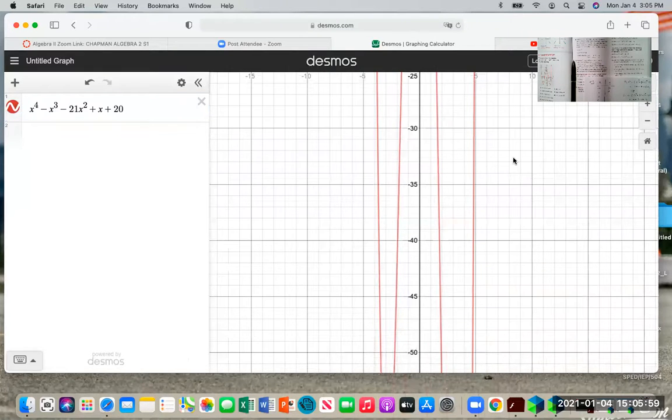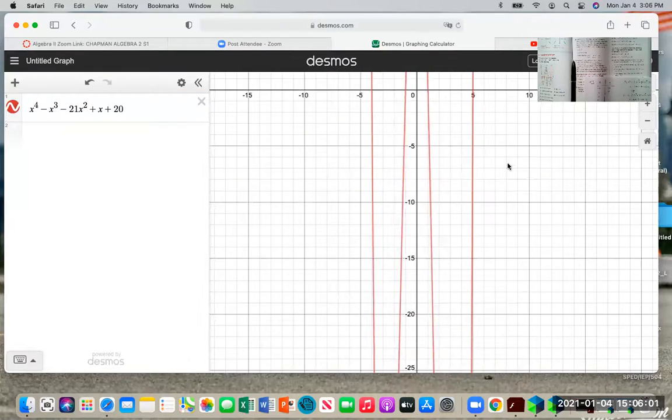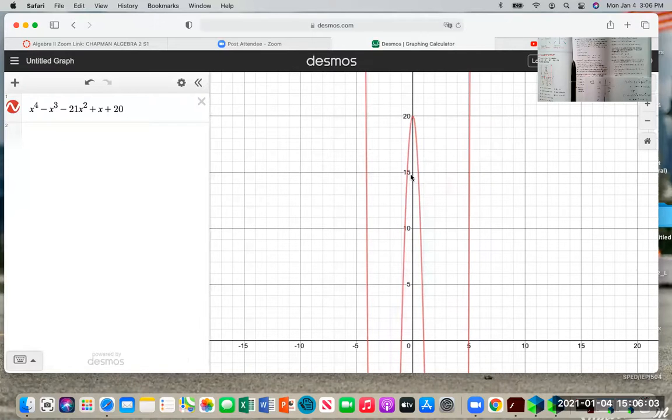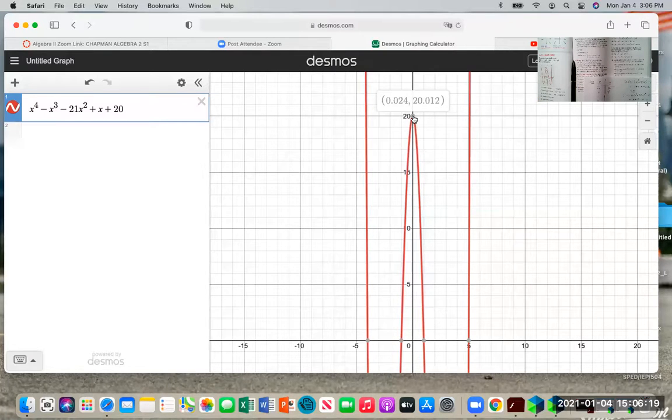Let's go up. It's got another turning point all the way up here. It looks like it might be the y-intercept. Nope, it's not. It's pretty close though. So the function goes up, up, up. It reaches this relative maximum, right? That maximum height at 0.024, 20.012. So that's a maximum, and that's my turning point.